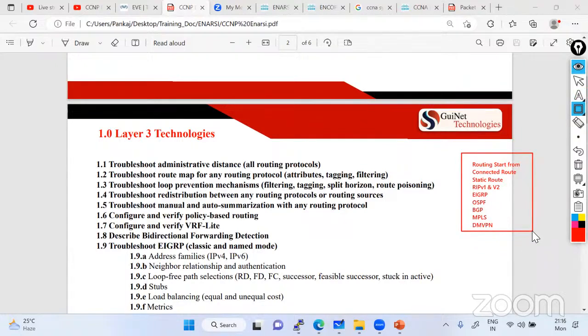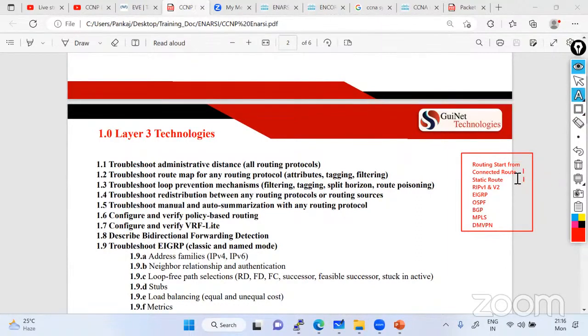While these routing protocols are limited, looks like 5, 6, 7, or 8 protocols, the entire concept is quite large, because there are a lot of dependent concepts. They start with layer 3 technologies, and talk about troubleshooting and administrative distance. You should know how the AD value plays a vital role while doing routing, and every routing protocol has a different AD value.